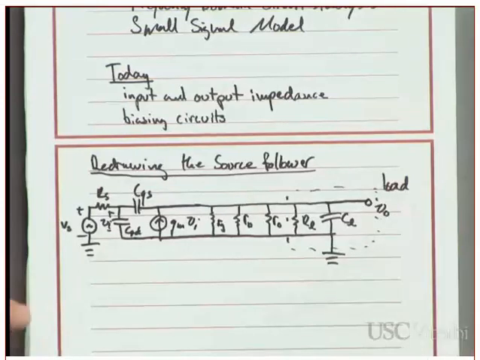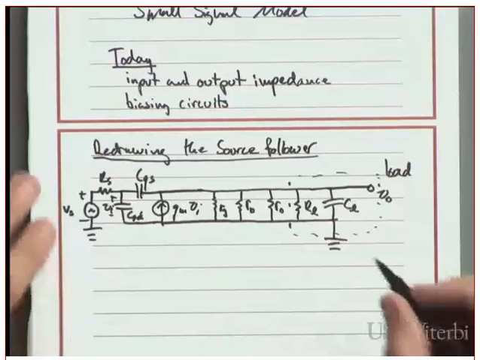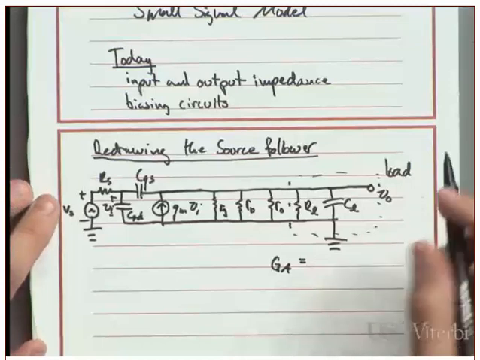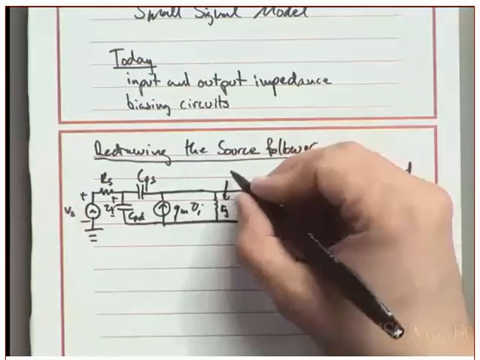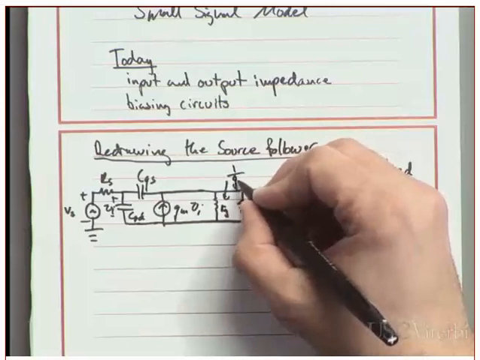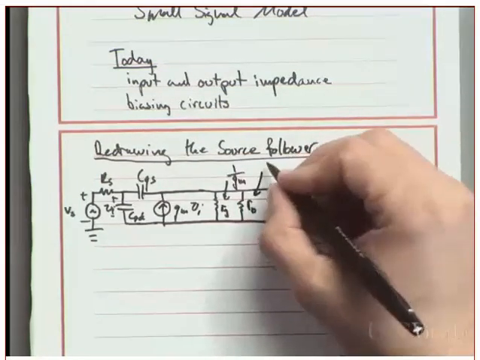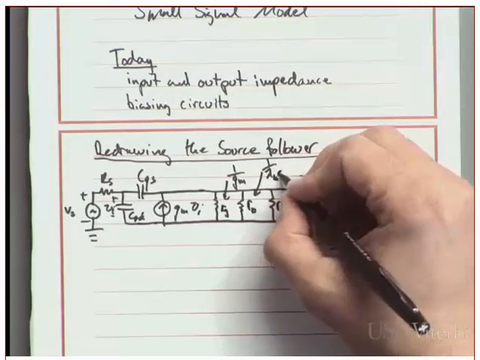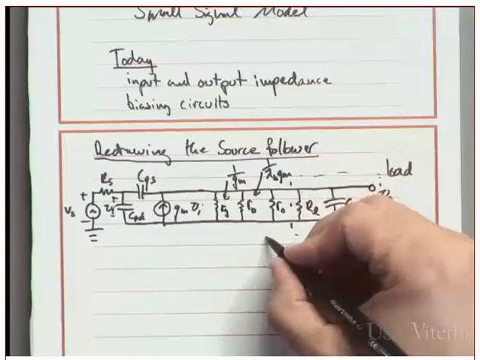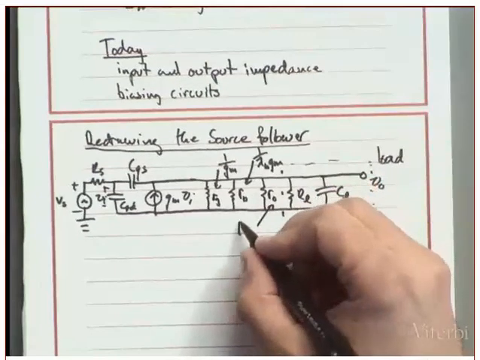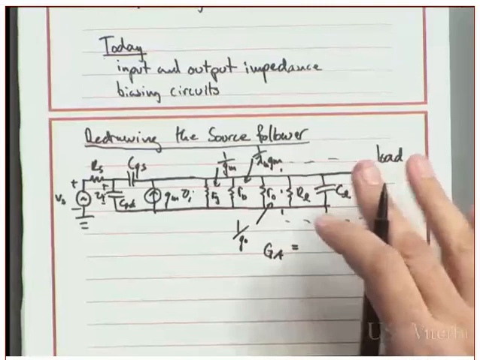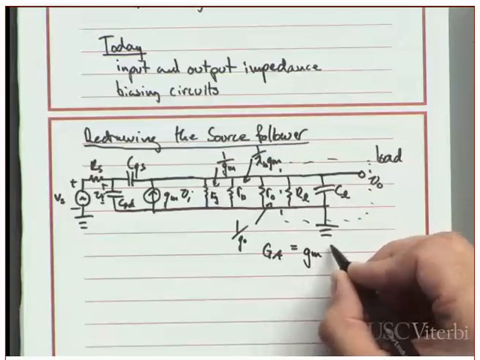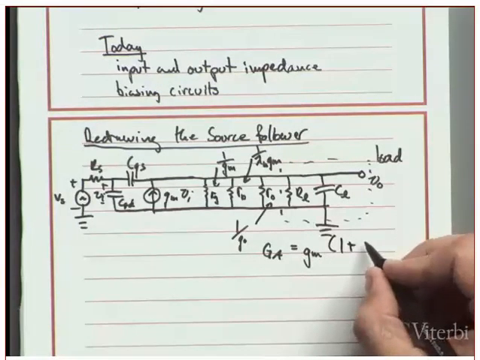So now I'm going to bunch all these components up and hopefully make them a little bit easier. I'm going to make a component that's called GA. It's a conductance. First let me remind you what this is. RG was 1 over GM. You either remember or you're looking at your notes. RB was 1 over lambda B GM, and RO was 1 over the channel conductance. So GA, remember conductances in parallel add like capacitors in parallel.